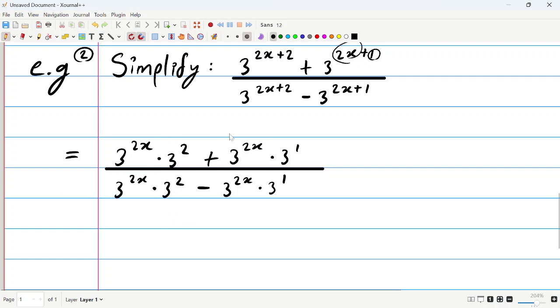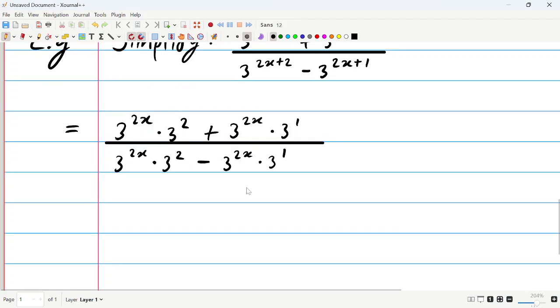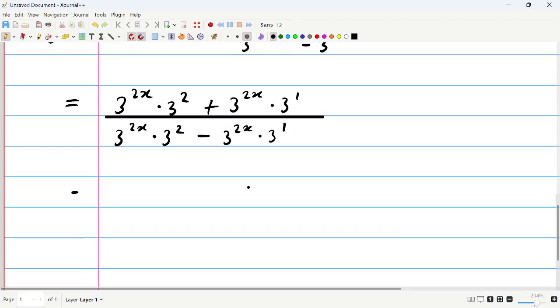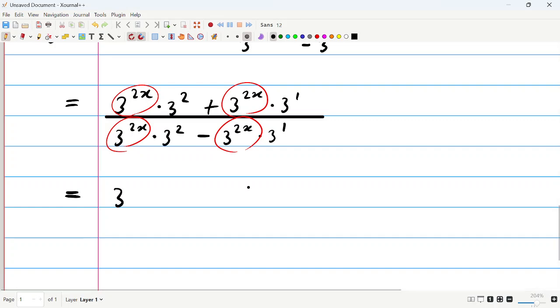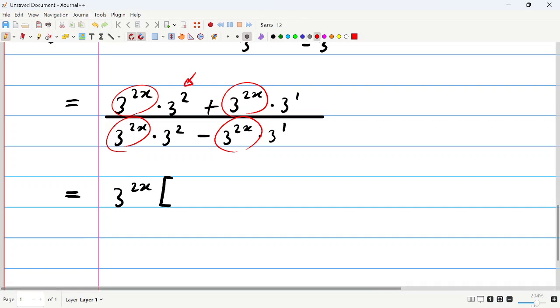Do we have common factors in the numerator and the denominator? Yes, we do. And if you notice, the common factor that we have is 3 to the power of 2x here for these two terms, and for the two terms of the denominator, also 3 to the power of 2x. So therefore, we are going to take those common factors. I guess I'll keep it circled for now. And then we will have 3 to the power of 2x, and then open bracket, and then we are just going to put what is left. So we are left with 3 to the power of 2 plus 3 to the power of 1.